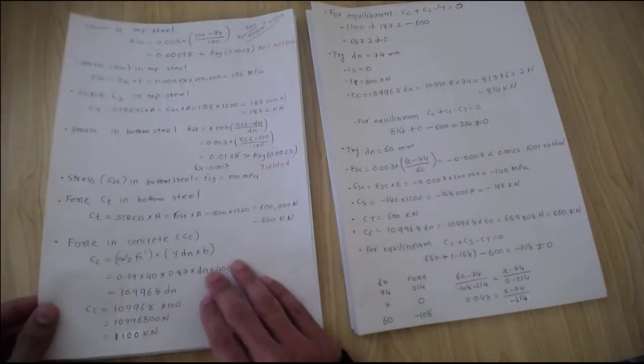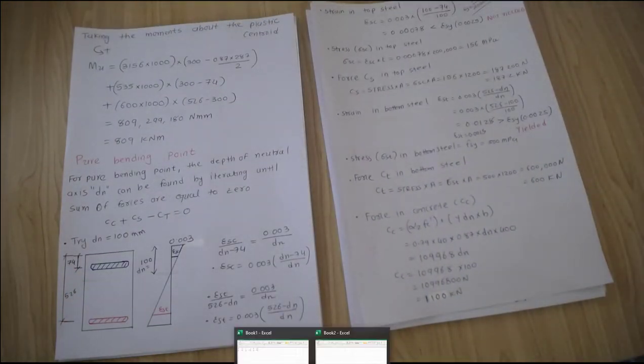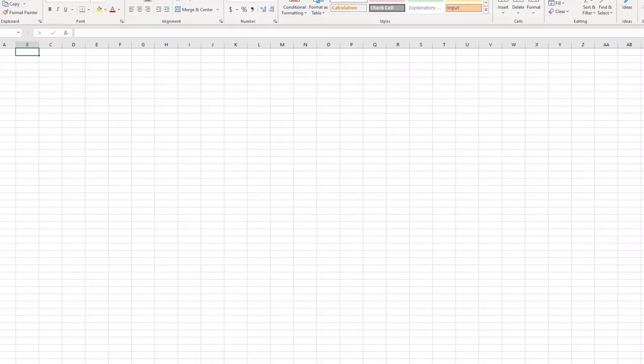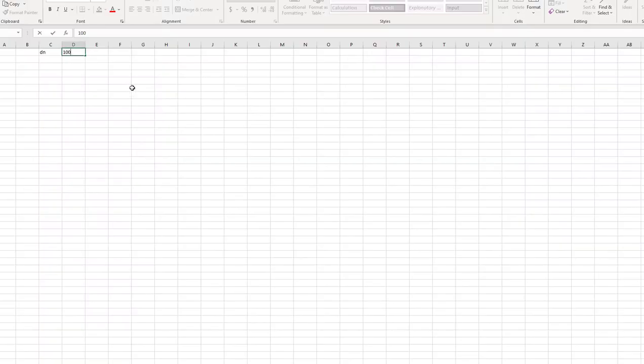Let's start with this one where we assume dn equal to 100. Let's work it out, dn equal to 100. So you can open the Excel sheet that is shown here. Let me put this dn, and we use 100. So that is the first step that we have done.